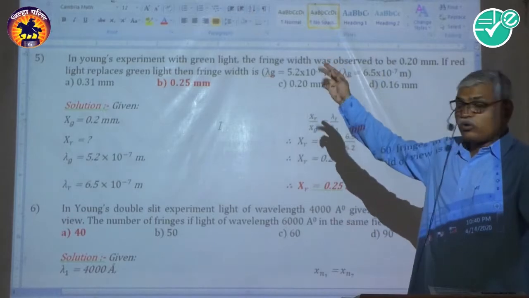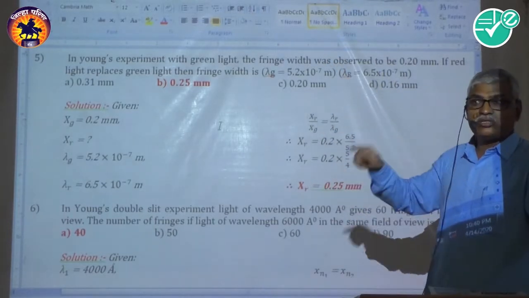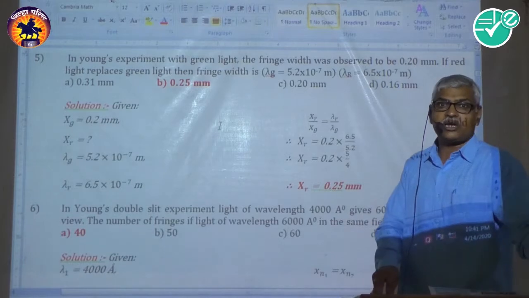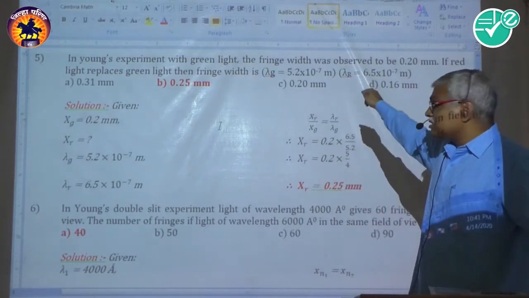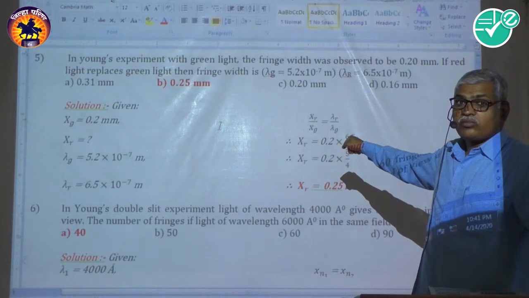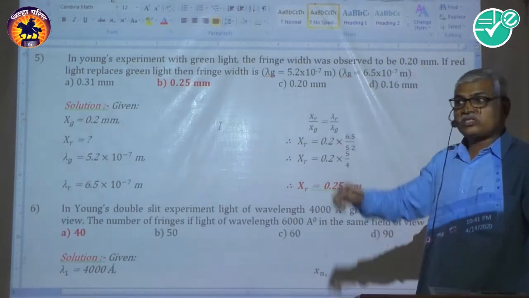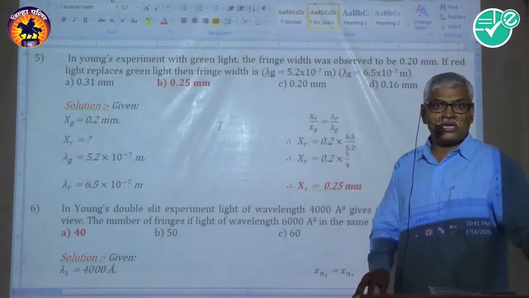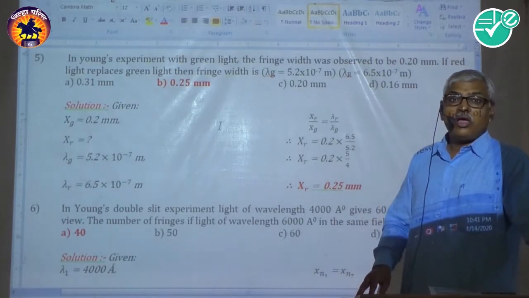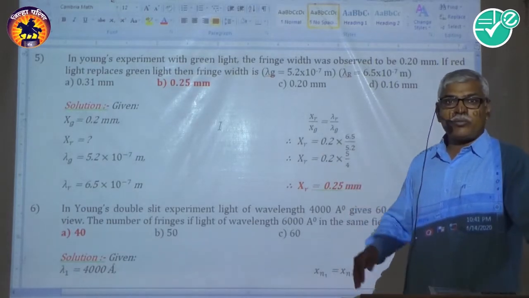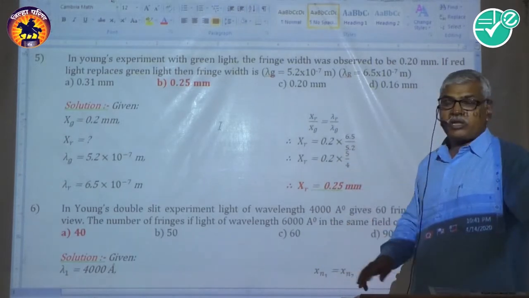In the previous question, we know that capital X is equal to lambda D upon small d. This shows that capital X is directly proportional to lambda. On this basis, we know that Xr upon Xg is equal to lambda r upon lambda g. The basic formula is X is equal to lambda D upon small d, that is capital X is directly proportional to lambda. Therefore, X1 upon X2 is equal to lambda 1 upon lambda 2. Here Xr upon Xg is equal to lambda r upon lambda g.